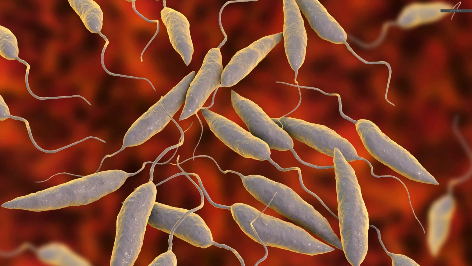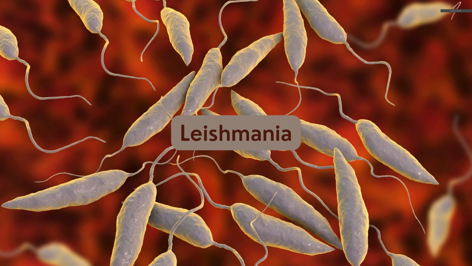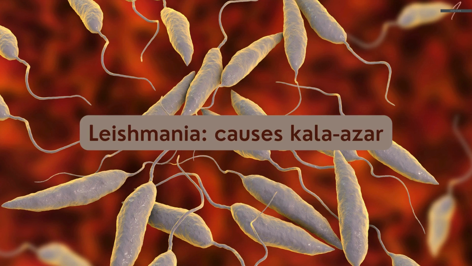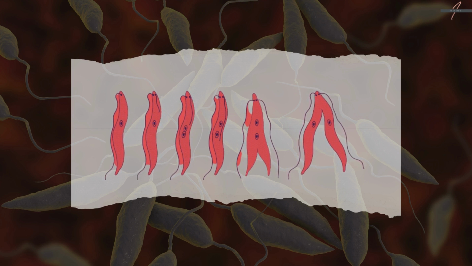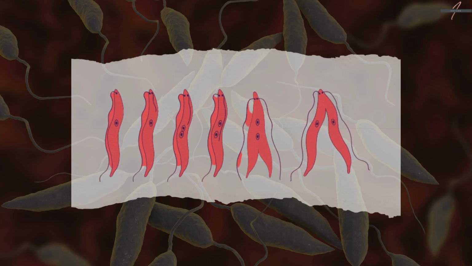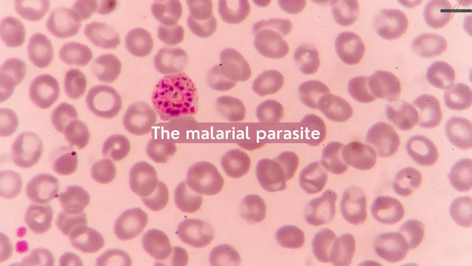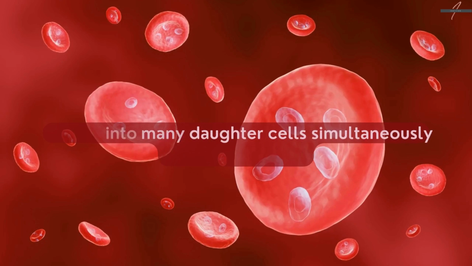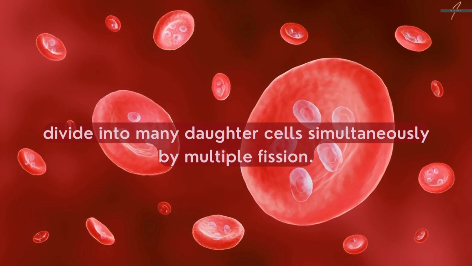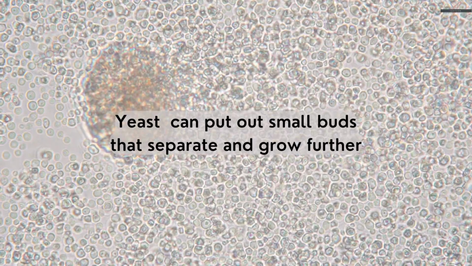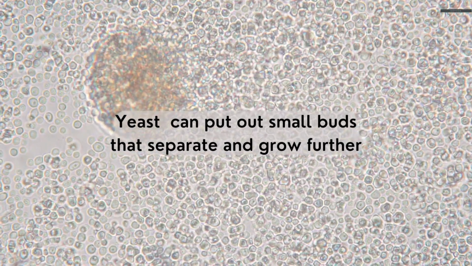However, some unicellular organisms show somewhat more organization of their bodies, such as seen in Leishmania, which causes Kala Azar. It has a whip-like structure at one end of the cell. In such organisms, binary fission occurs in a definite orientation in relation to these structures. Other single-celled organisms, such as the malarial parasite Plasmodium, divide into many daughter cells simultaneously by multiple fission. Yeast, on the other hand, can put out small buds that separate and grow further.